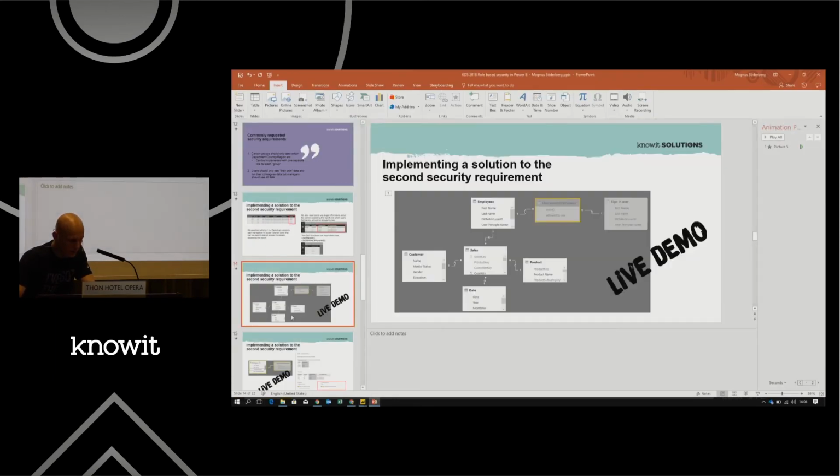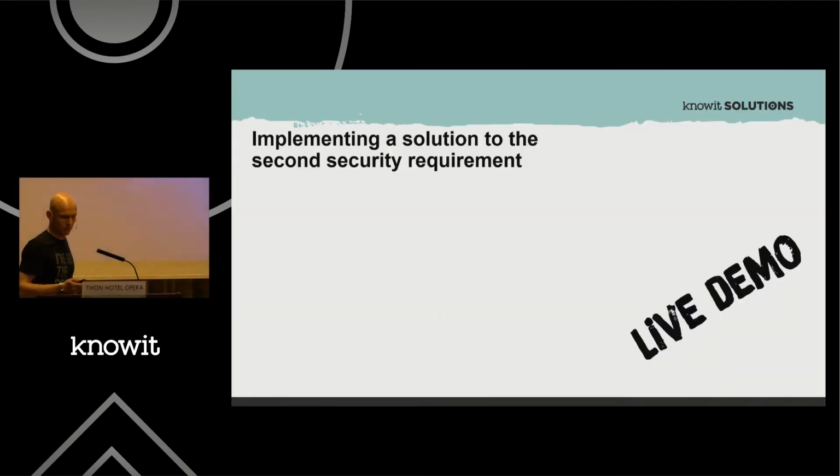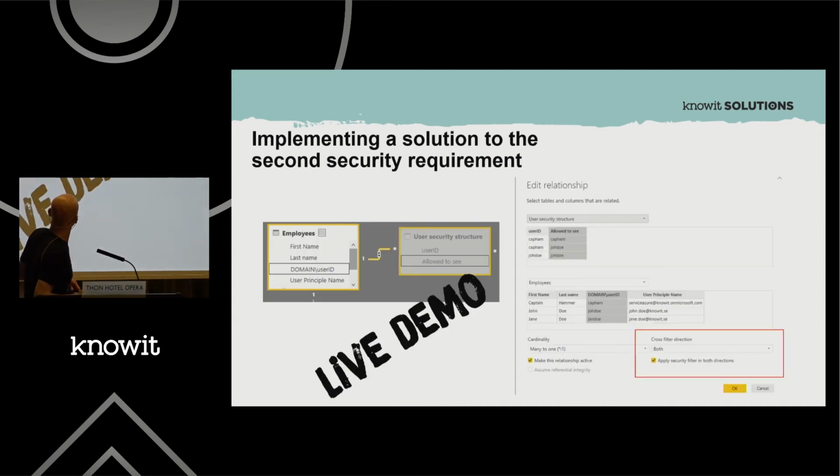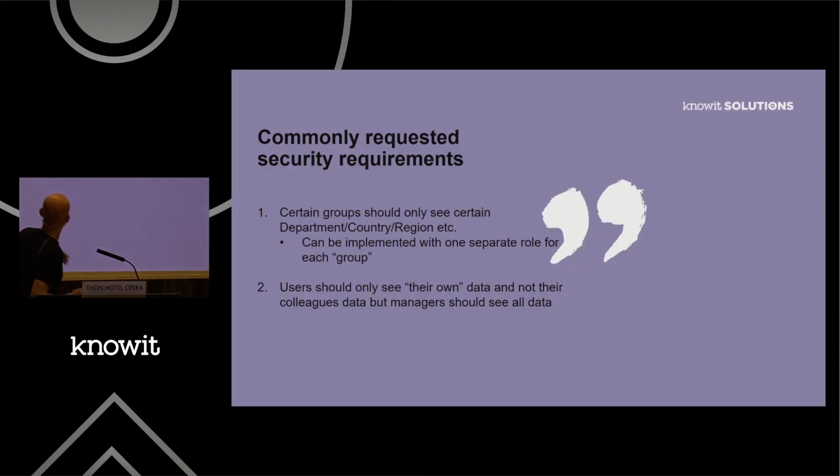So, a short recap. This was what we just saw. For a simple requirement where we only need to divide our data into a small number of groups, we apply different roles for each of these requirements.